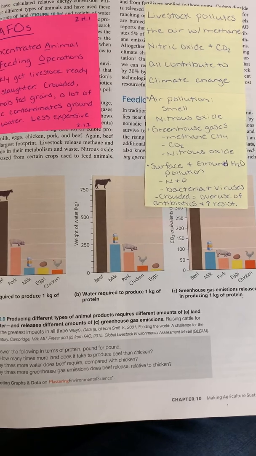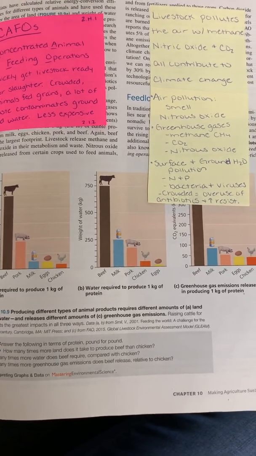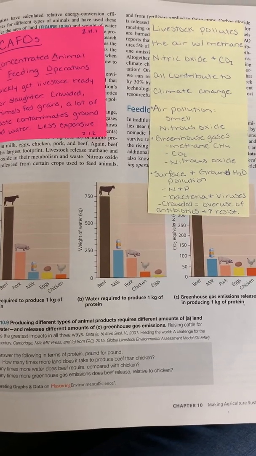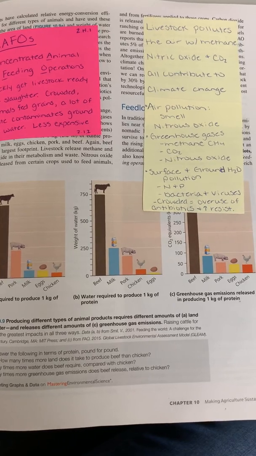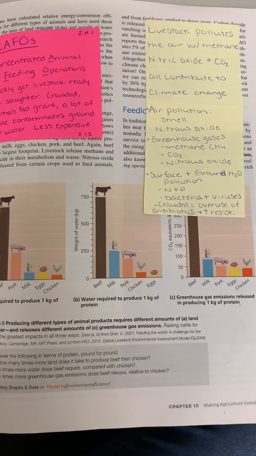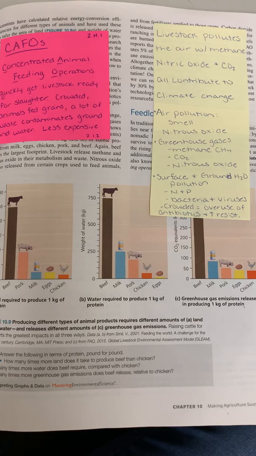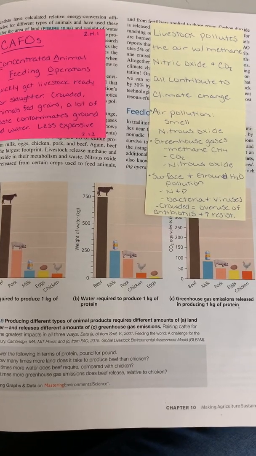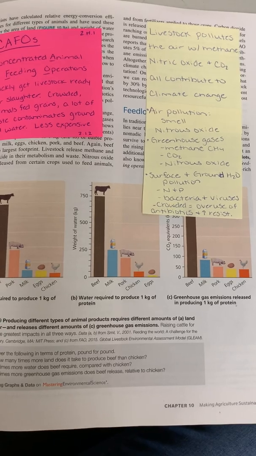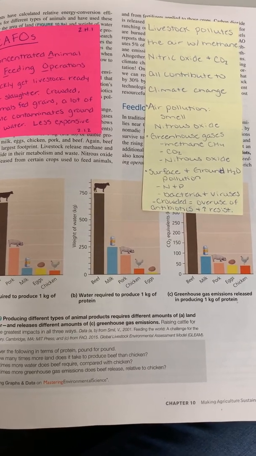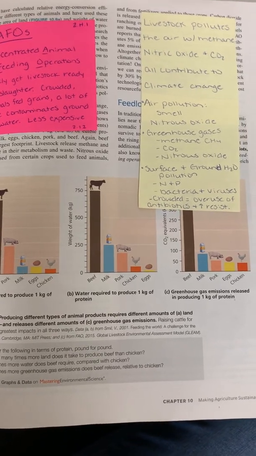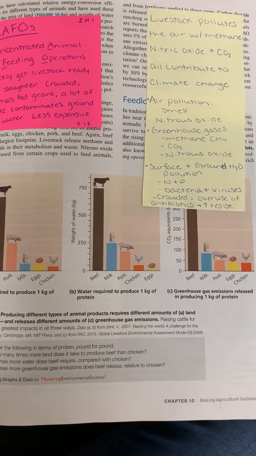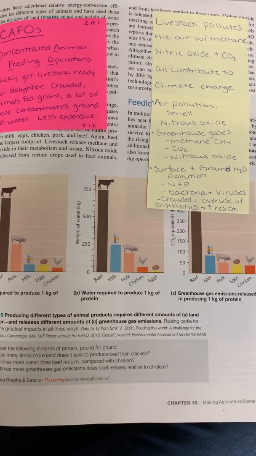So livestock, again, pollutes the air. We see air pollution with smell and nitrous oxide. We see greenhouse gases like methane, carbon dioxide, and nitrous oxide. There's also surface and groundwater pollution with nitrogen and phosphorus and bacteria and viruses. A few years back, there were actually people who died from an E. coli contamination that resulted from manure on a feedlot that was running into a spinach field and getting them sick.